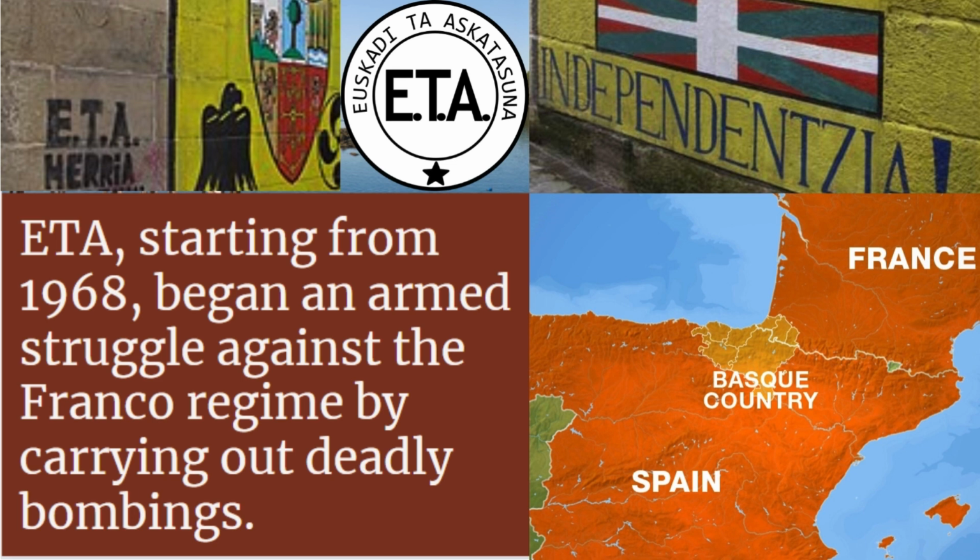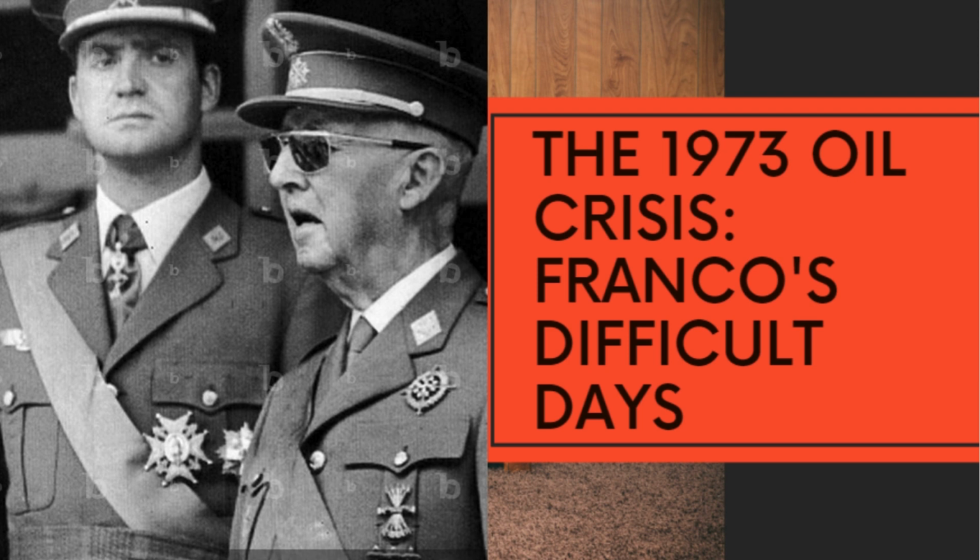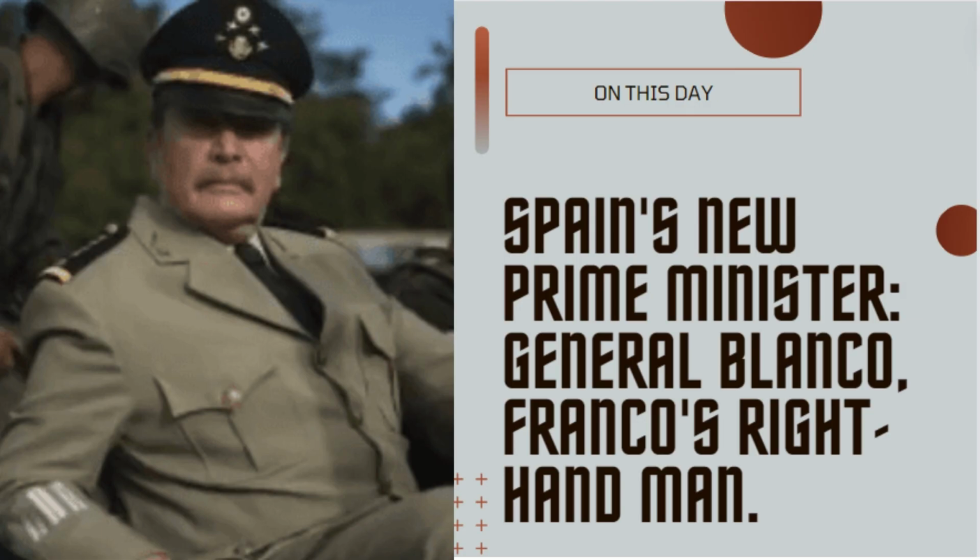Facing trouble both from his illness and the ETA organization, Franco began to experience difficult days due to the oil crisis that rocked the world in 1973. The crisis undermined Spain's long standing high growth rate, increasing dissatisfaction with the Franco regime, which had promised only economic development to the people. In the same year, Franco decided to hand over the prime minister's office due to his worsening condition.